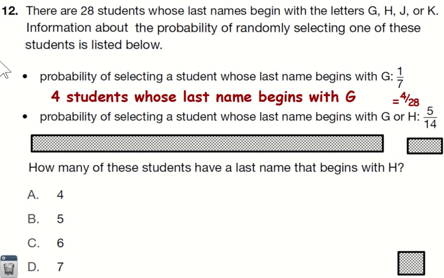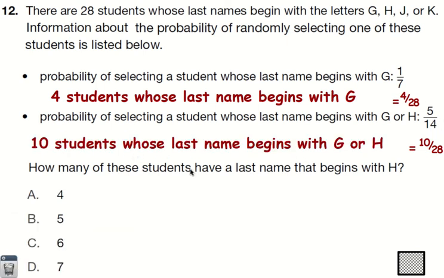And this next bullet says the probability of selecting a student whose last name begins with G or H is 5 out of 14. Well, 5 out of 14 is what out of 28? How many actual students is that? That would be 10 out of 28. These two fractions are equivalent. And so that means 10 students have last names that begin with G or H. Well, when you combine these two bullets, common sense says that how many students have last names that begin with just H? Well, 6.